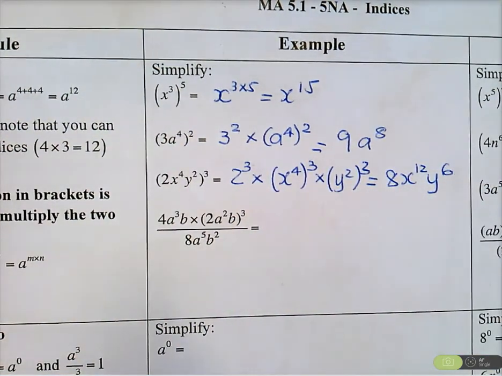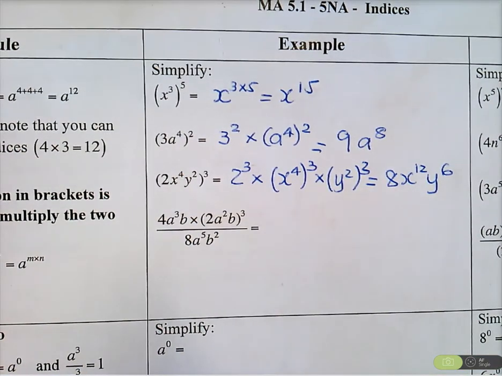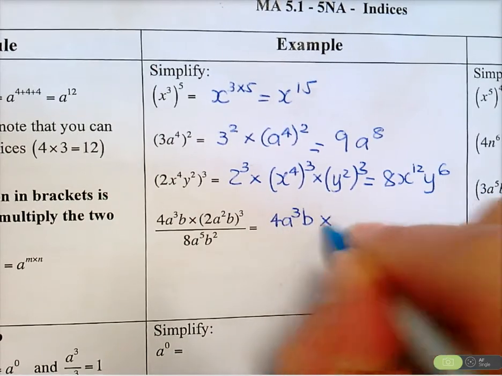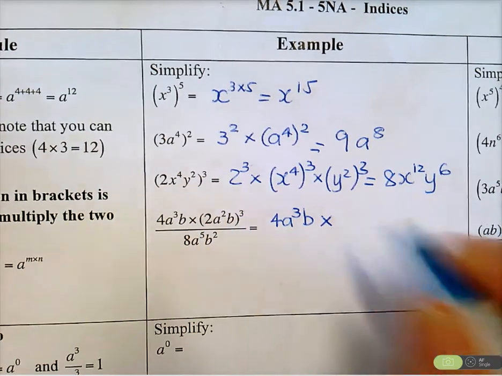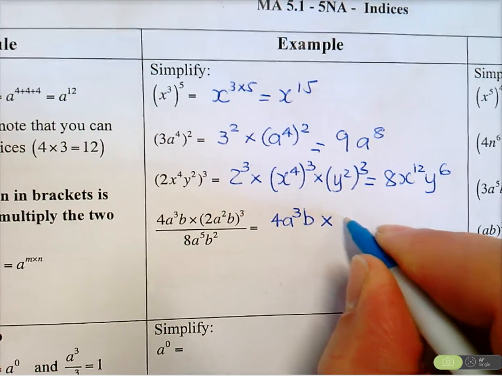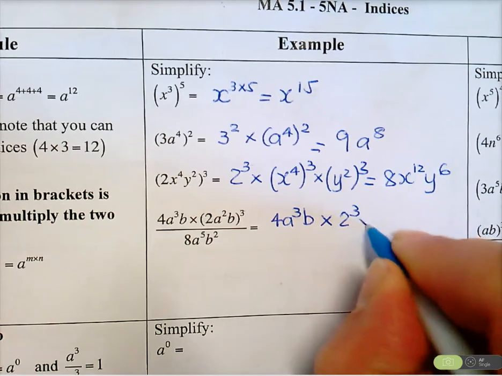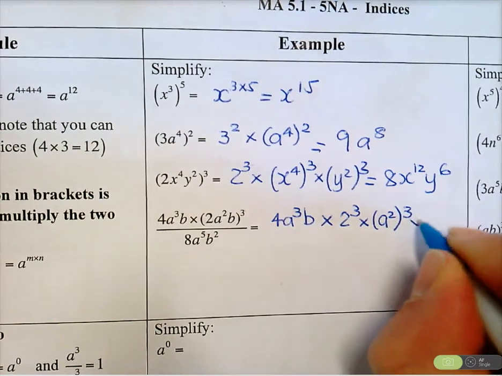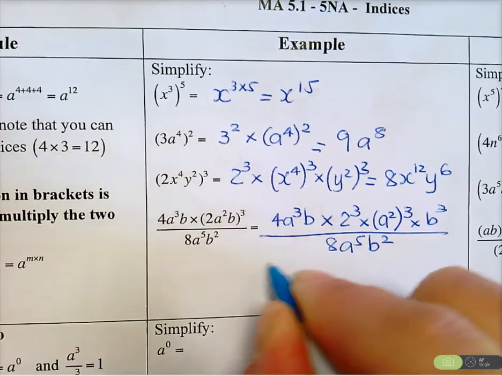Good. Now, with the next one, girls, what should I do first? Yeah, it is a fraction. I'm going to open those brackets first. So I'm going to keep my 4a cubed b times, can we do this in one step? What's 2 cubed? I'm going to cube each of these. Or I can just do it all separately. Do you want me to do it all separately? 2 cubed times a squared cubed times b cubed, over 8a to the power of 5 b squared.